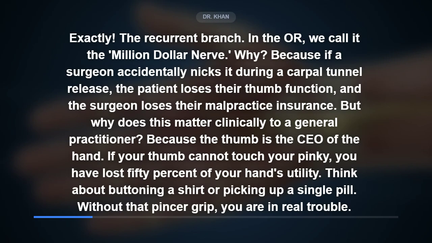But for the students listening, the pathology is all about the recurrent branch of the median nerve. Exactly, the recurrent branch. In the OR, we call it the $1,000,000 nerve. Why? Because if a surgeon accidentally nicks it during a carpal tunnel release, the patient loses their thumb function, and the surgeon loses their malpractice insurance.